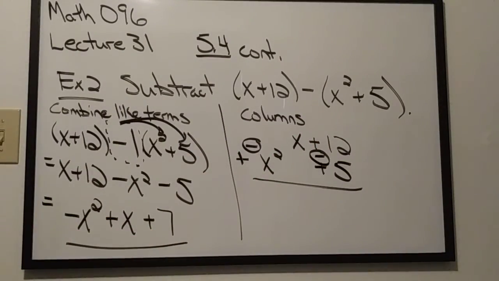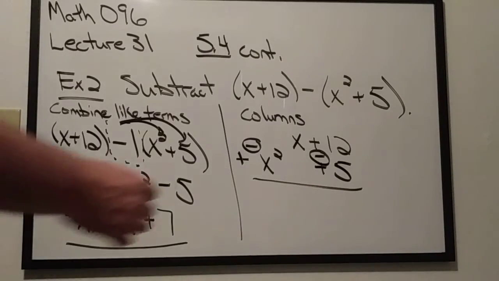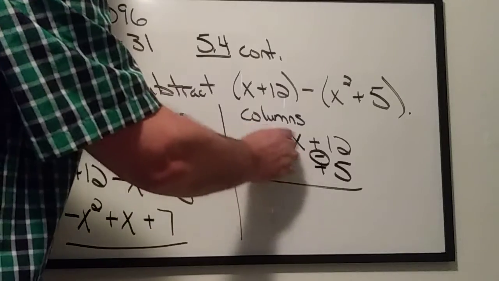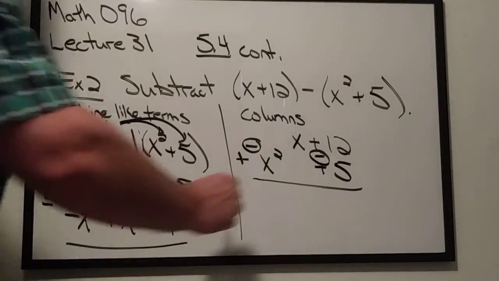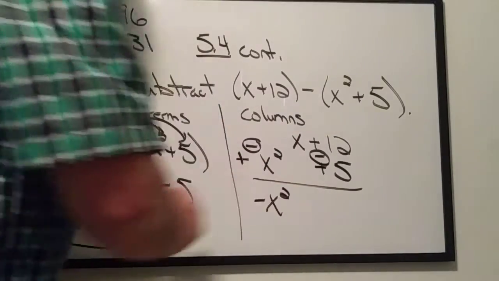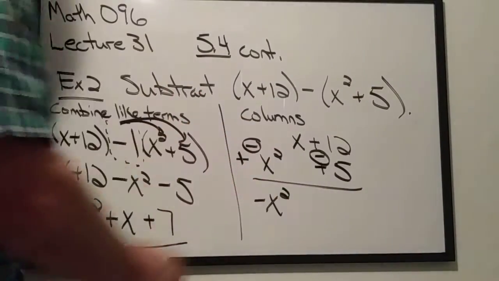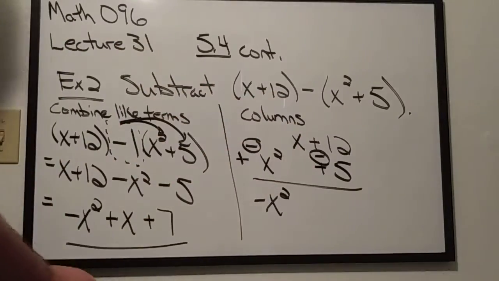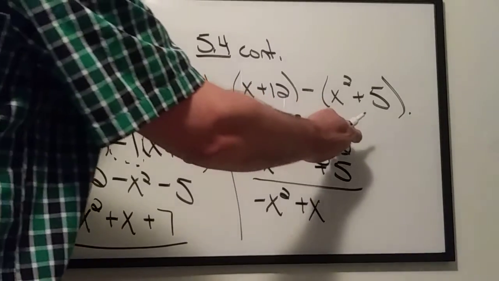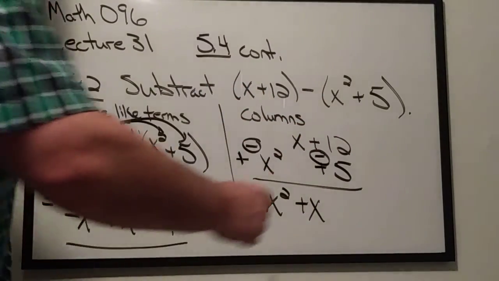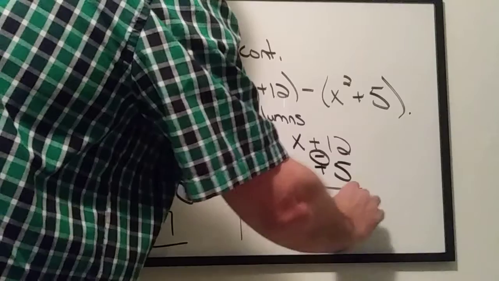So I'm going to put a negative there as well. So now that I have this written as an addition problem and all the signs in the second polynomial have changed, I can go ahead and think about what's happening column by column. So in my first column, I don't have any x squared terms from my first polynomial, but I have a negative x squared from my second polynomial. Those are going to come together as a negative x squared. In my second column, I have an x from the first polynomial, but not the second, so that's just going to come down as a positive x. And then finally, I have a positive 12 and a negative 5. When I add those together, I'm going to get a positive 7.